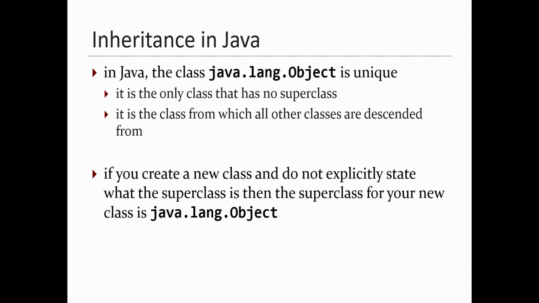So in Java, the class Object is unique. It's the only class that has no superclass. Every class has a superclass except Object. And so Object is the very top of the inheritance hierarchy. It's the class from which all other classes are descended. If you create a new class and you don't say anything about inheritance, which we haven't done yet, we just say public class blah and away we go, then the superclass for your new class is assumed to be Object. So when we make our Point2 class, its superclass is Object even though we don't say so.